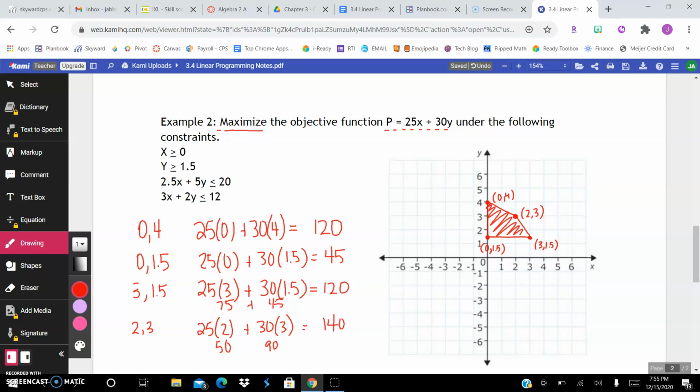So they were asking us to maximize. So what we're looking for is the largest answer here. Our maximum is actually going to be 140, because that's the highest answer that we got. So P equals 140 is how you would write your answer there.